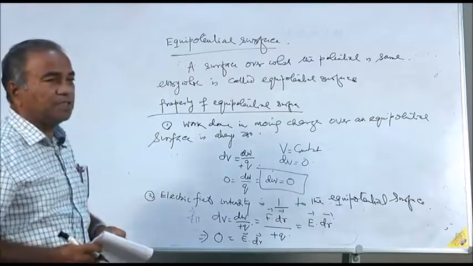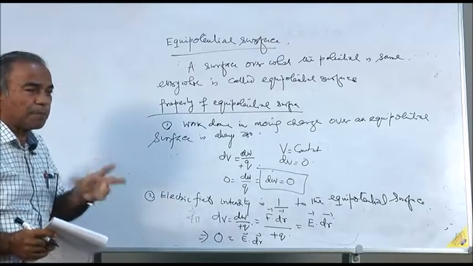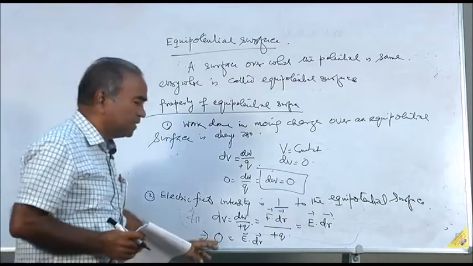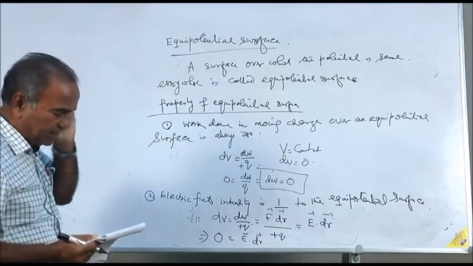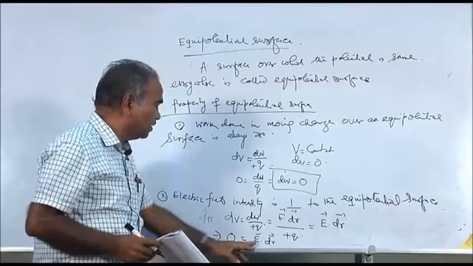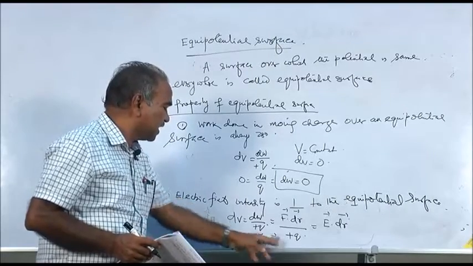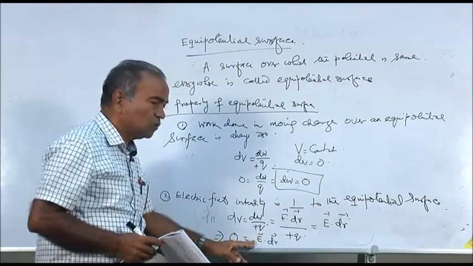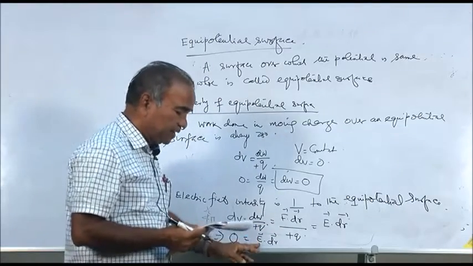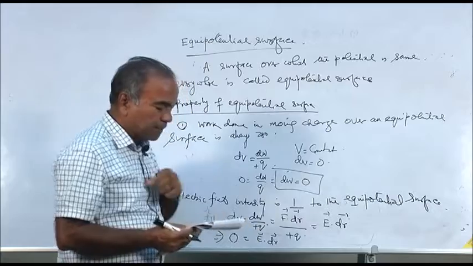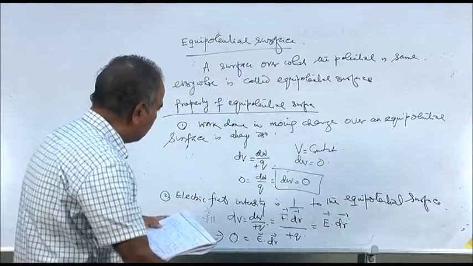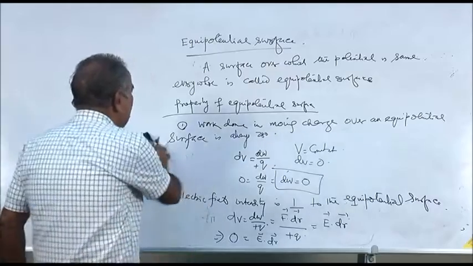A dot B being 0 means A and B are perpendicular to each other, because A dot B is AB cos theta. So, cos theta 0 means theta is equal to 90 degrees. So, here since E dr cos theta is 0, theta is equal to 90 degrees. That means the electric field intensity is perpendicular to the equipotential surface. This is the second property.